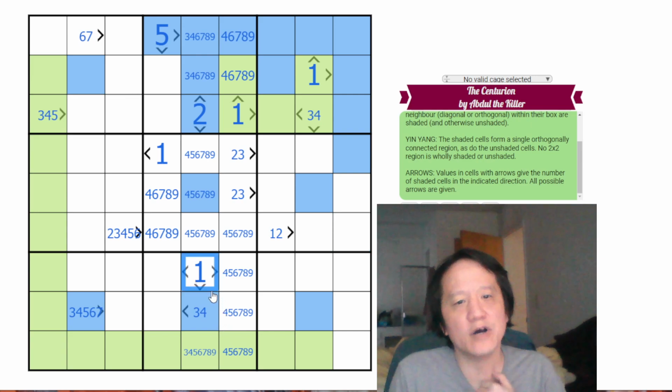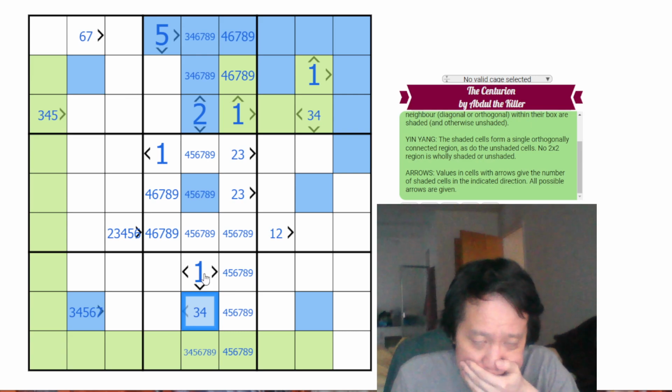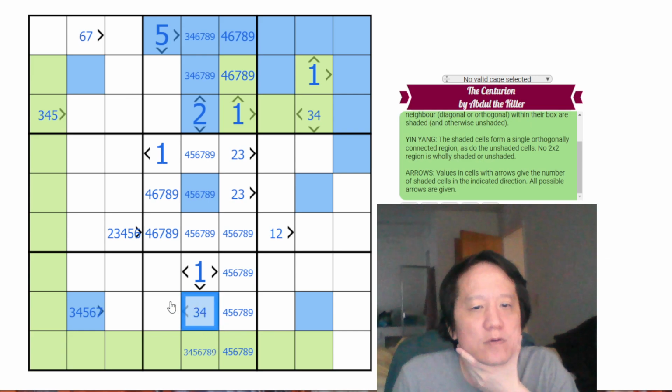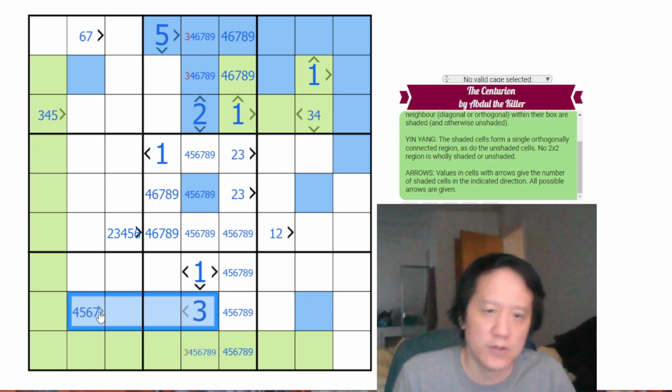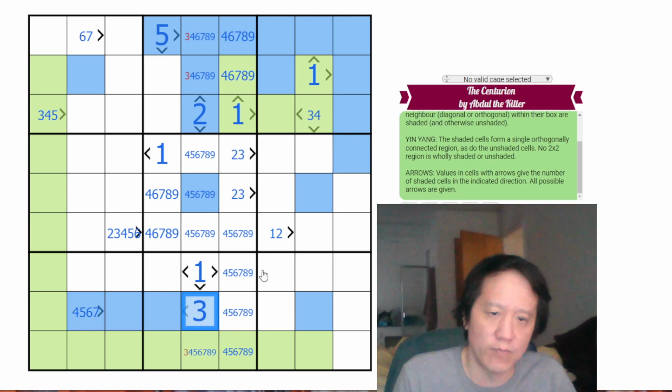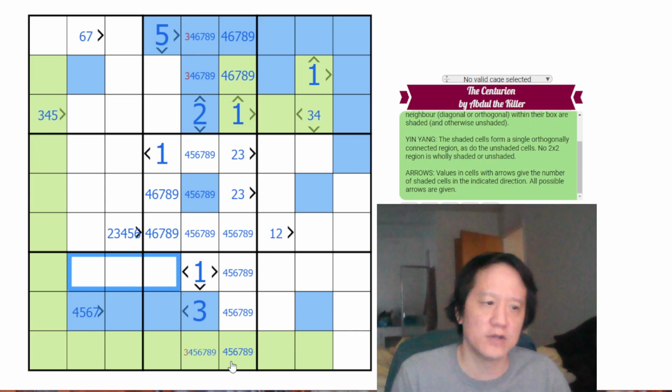This is 1. You follow each way. Interesting. This is 3 or 4. It has to be 3, right? Because it's 3 there. So this is 3, which means all of these are shaded. This is at least 4. All right. So all 3 of these are shaded. Because you have 3. This is 1. There's only 1 here. There's only 1 here. Interesting.